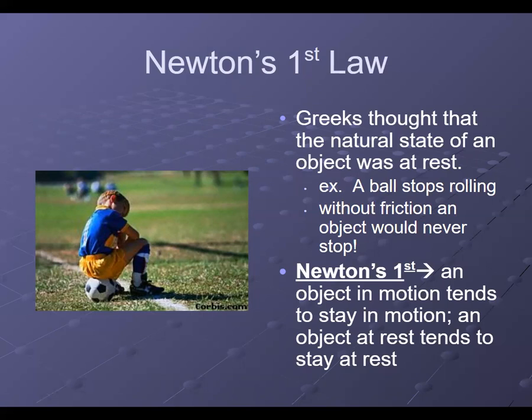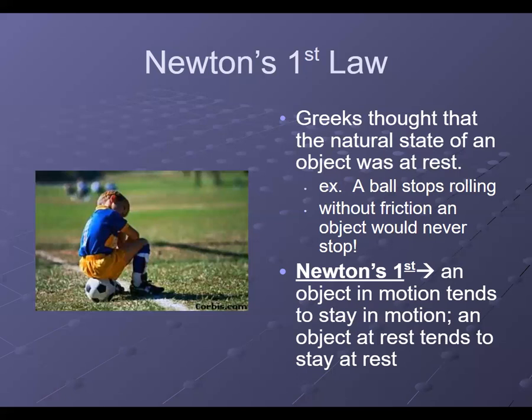However, what the Greeks did not know about was the force of friction. Without friction, objects would not stop moving. They would continue to move forever. That rolling ball would just continue to roll forever. So they didn't have the full picture, which is kind of what led them to think the natural state of things was at rest.